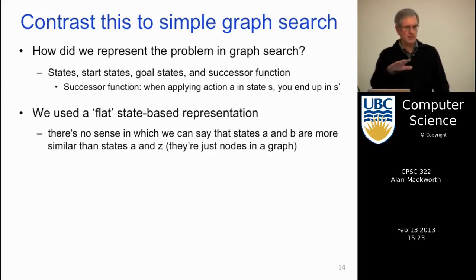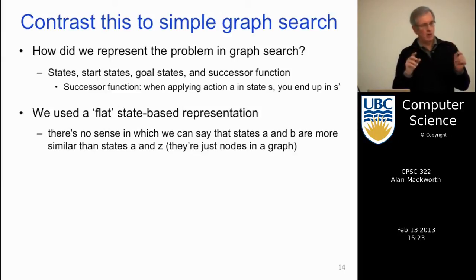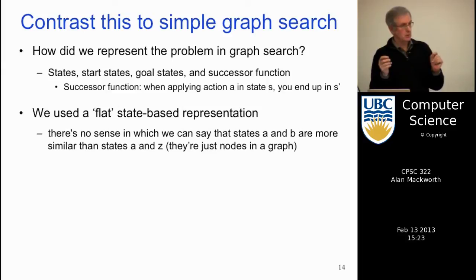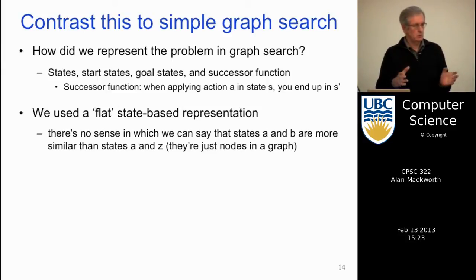Okay, all the states have equal status. There's no sense in which I could say state 1 is close to state 6, right? The state of this classroom is no different, or is no closer or different than the state of any other classroom or the state of Mars, as far as the state-based representation is concerned. They're all just different states of the universe. Okay, no sense in which we can say that one is closer to another. They're just nodes in the graph.